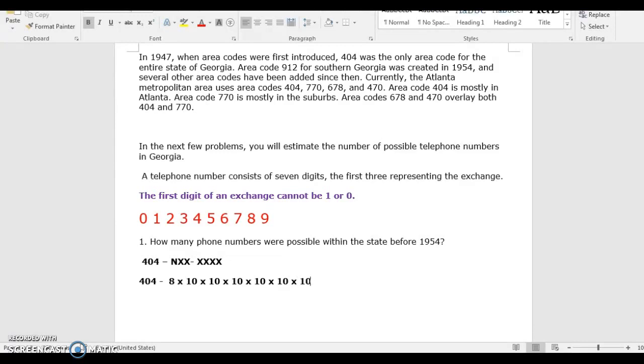One more time. Your answer should be 8 times 10 times 10 times 10 times 10 times 10 times 10. So if you calculate it out, you will get this many numbers. This is the answer for the first one.